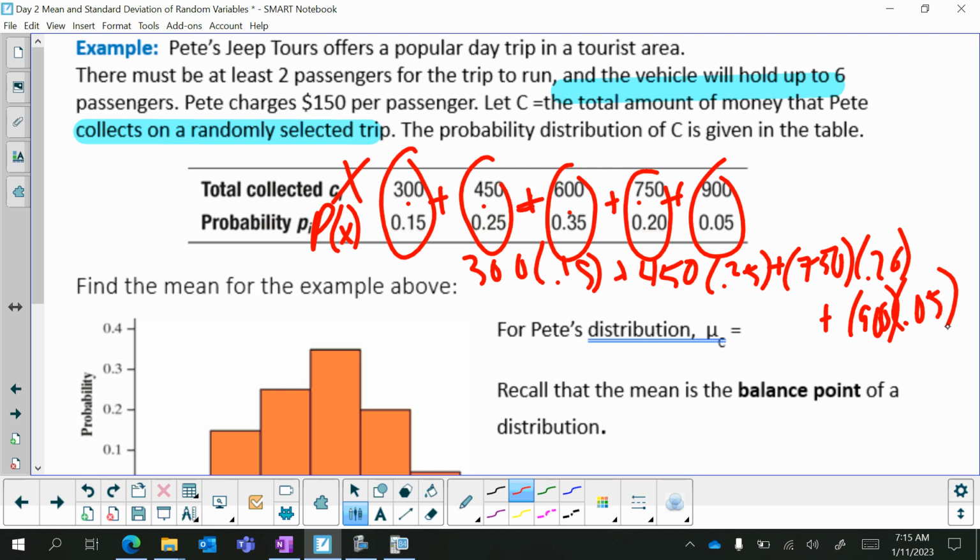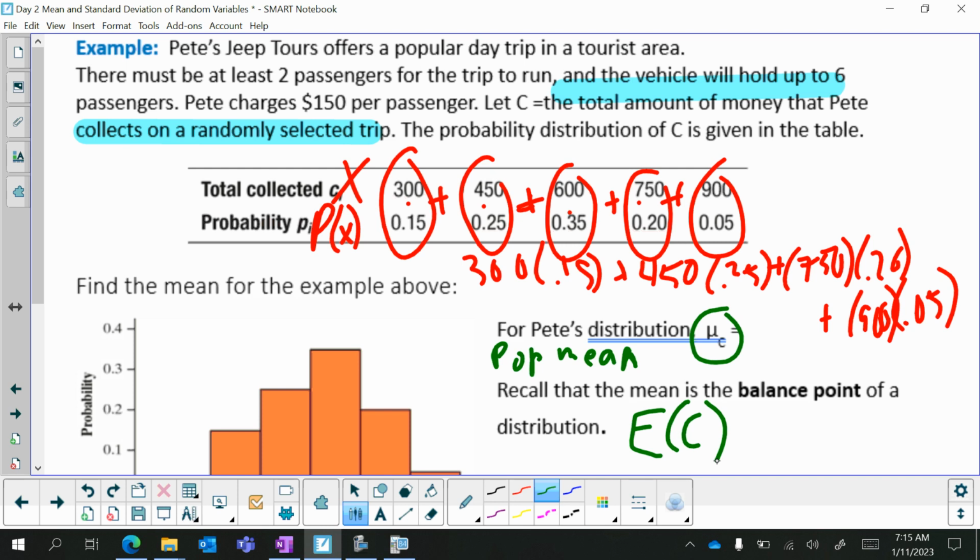So as you can see, the notation that they're using here is mu of C. And they're using mu because it's the population mean, meaning that it's the mean of the entire distribution. So it's not a sample, it's everything related to Pete and his Jeep tours. But another name for it is the expected value. So we're going to also call it E, capital E of C.